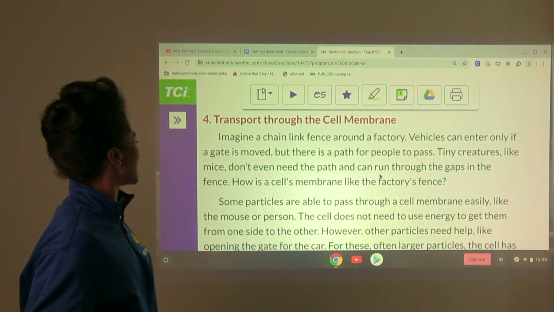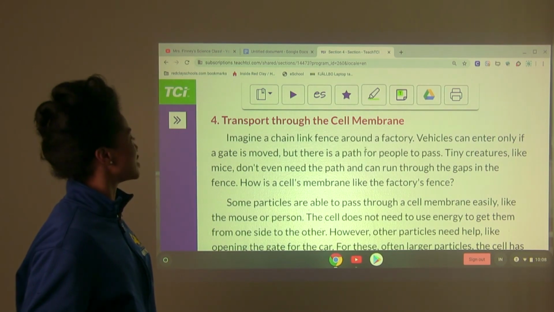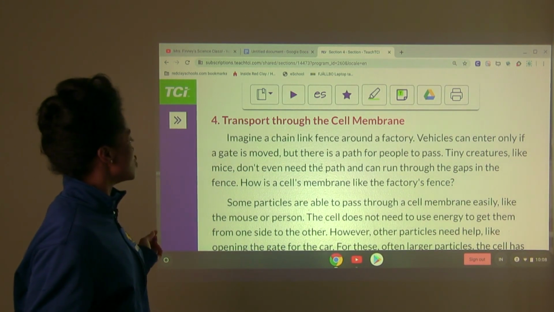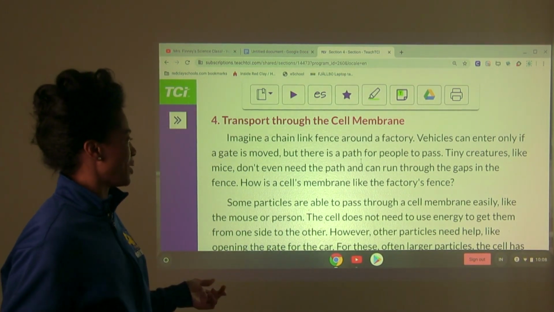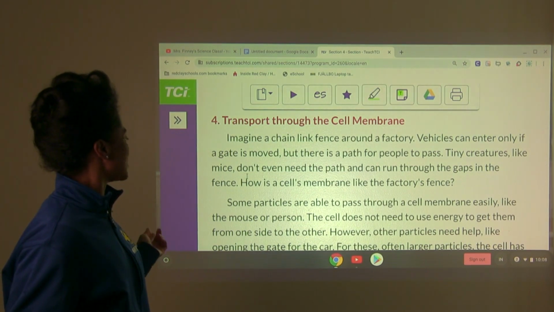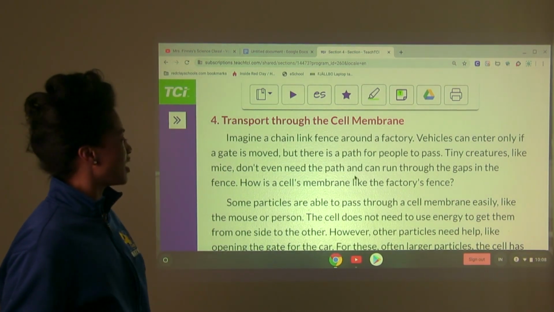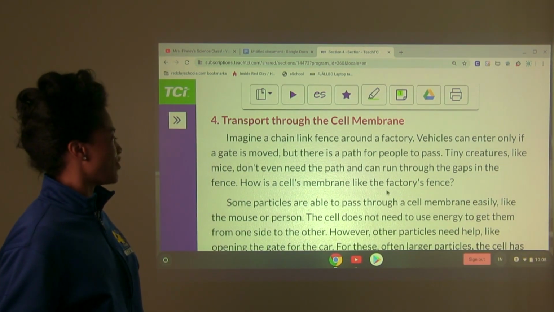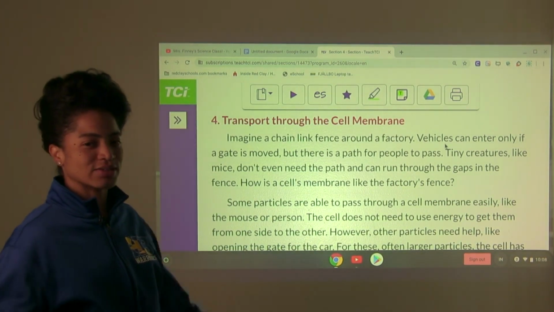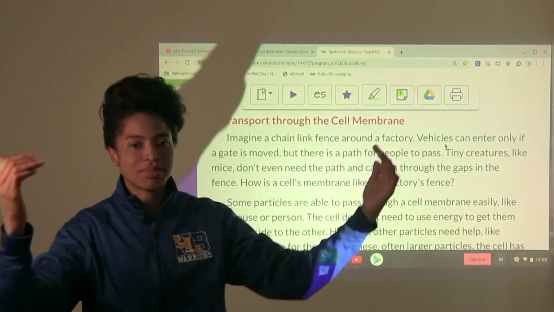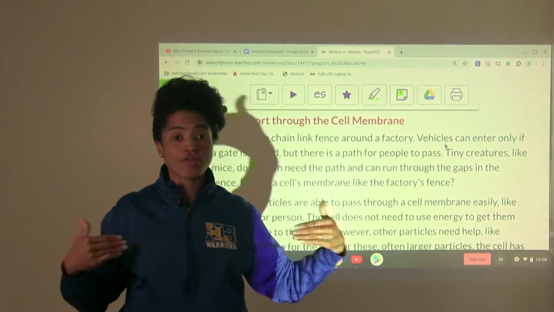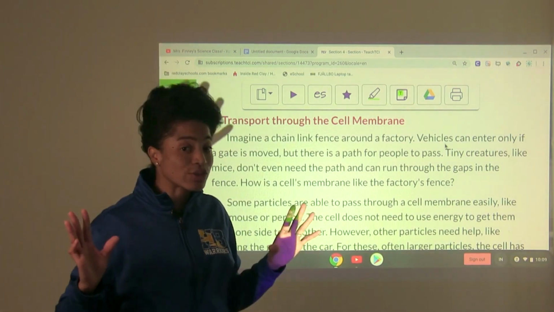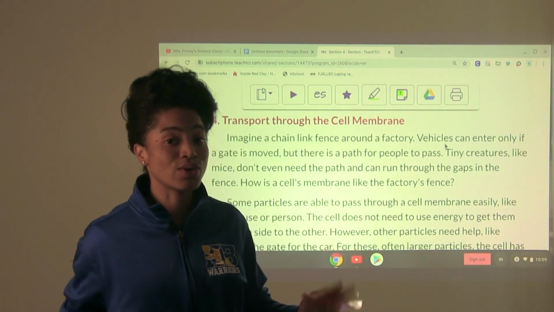All right, imagine a chain link fence around a factory. Vehicles can enter only if a gate is moved, but there is a path for people to pass. Tiny creatures like mice don't even need the path and can run through the gaps in the fence. How is a cell membrane like the factory's fence? Let's imagine a factory. Let's imagine a fence. Obviously, you need a fence around a factory so that random people don't just run in the factory and do whatever they want to do, or other things come into the factory and do whatever they want to do. All right.